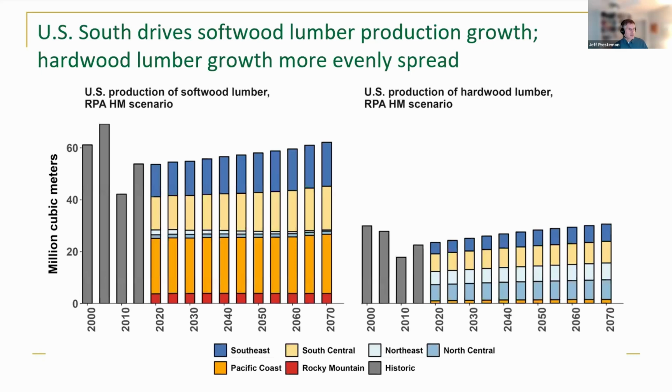In terms of softwood, it's pretty evenly divided between the South, the Southeast and South Central, and the Pacific Coast. So think about Oregon and Washington and California producing a lot of softwood lumber. And then hardwood, it's a little more evenly divided across regions. So the Northeast and North Central do produce a significant amount of that. In fact, about half of the hardwood lumber is produced in the North, and most of the rest is produced in the South, a small share in the Pacific region.